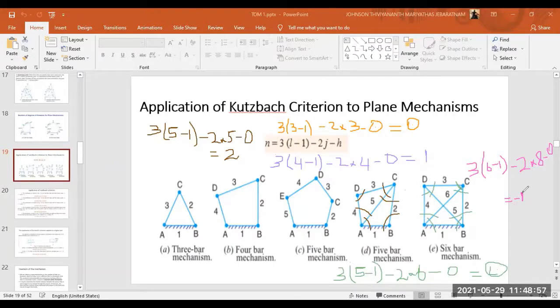So this is how we find the degree of freedom using the Kutzbach criterion. This is the Kutzbach equation: N is equal to 3 (L minus 1) minus 2j minus h. This h is 0 for points. Now we will see where we use this h. If there is any surface coming into action, then we will use this h. In any of these, there is no surface, all are only points. Until then, if you have any doubts, just comment, or else we can move to the next slide.